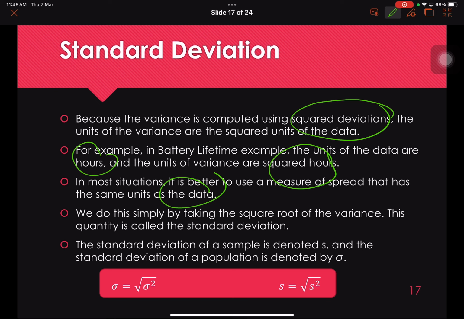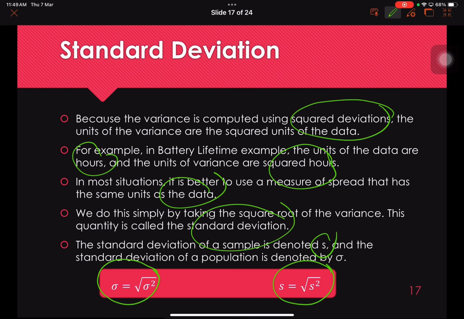We do this simply by taking the square root of the variance. Okay, so this one is easy. Just take the square root. This quantity is called standard deviation. So if you take the square root of variance, you will get standard deviation. The standard deviation of a sample is denoted by s, because s square is the sample variance. So s is the sample standard deviation. This one is population, this one is sample.